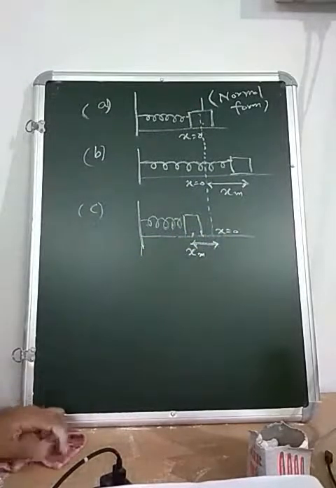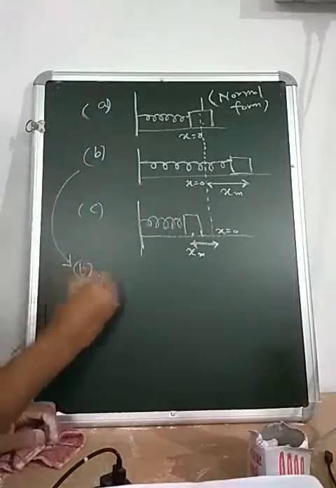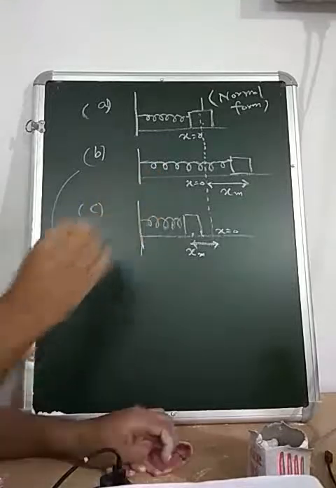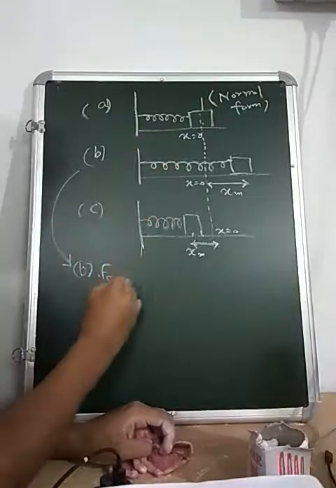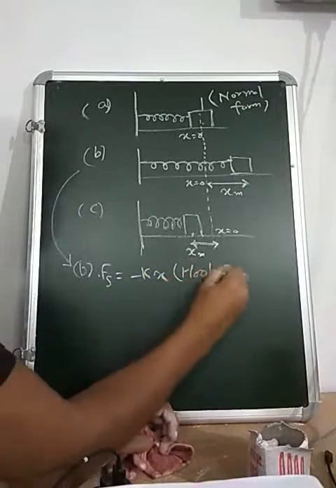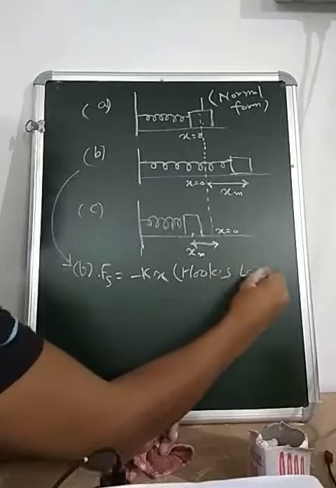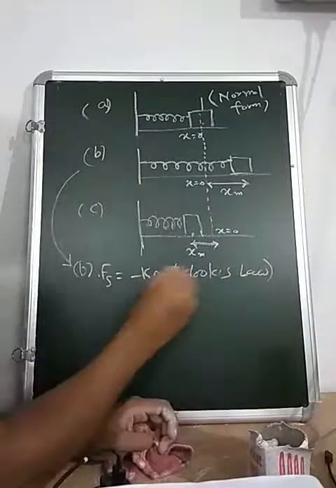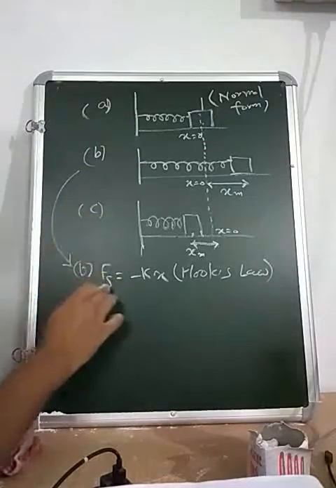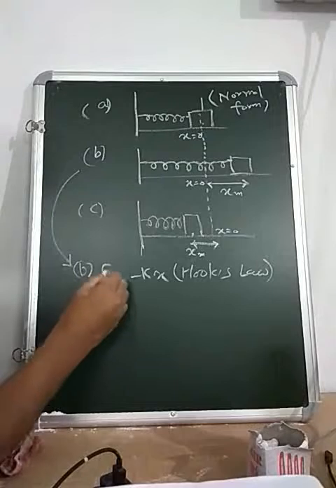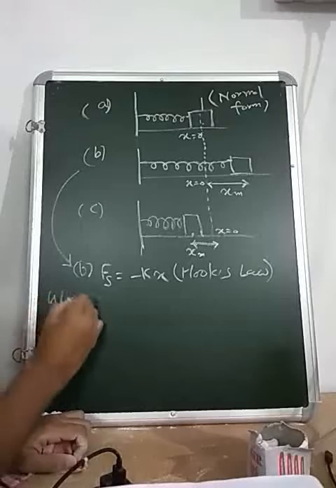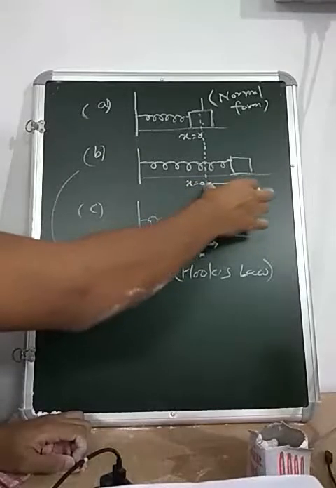Now first consider case B. Here we find the force. What is the force of the spring? It is minus kx. We know this. This is also called Hooke's law. When we discuss elasticity, we will get this law. It will be minus kx. What is the force exerted by the spring? It is minus kx. So what is the work done by the spring during this expansion?